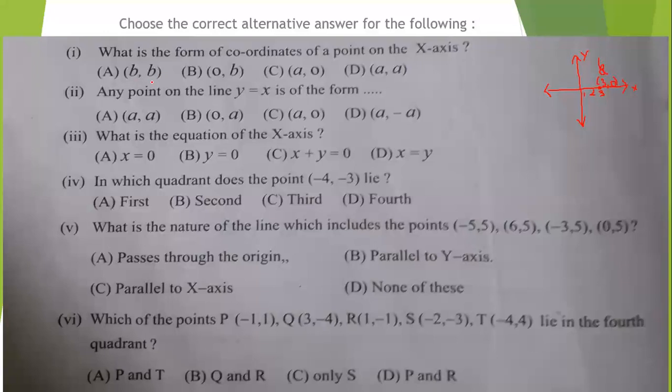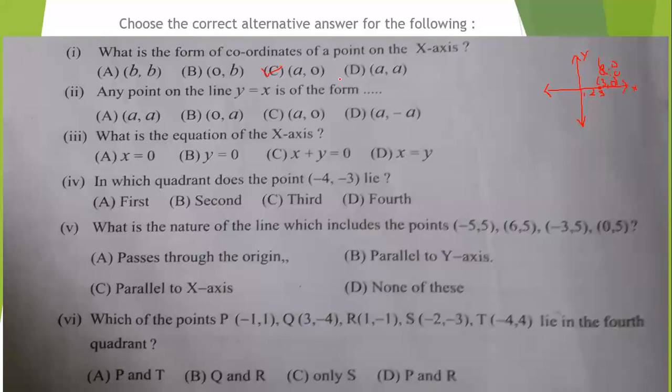A, (B, B). This is not possible because the second one is not 0, right? B is (0, B). This is also not possible because here the first one is 0 and the second one, which means the y coordinate, is B. C, (A, 0). This is possible because the y coordinate is 0 and the x coordinate can be A or B. So the answer for this is C.